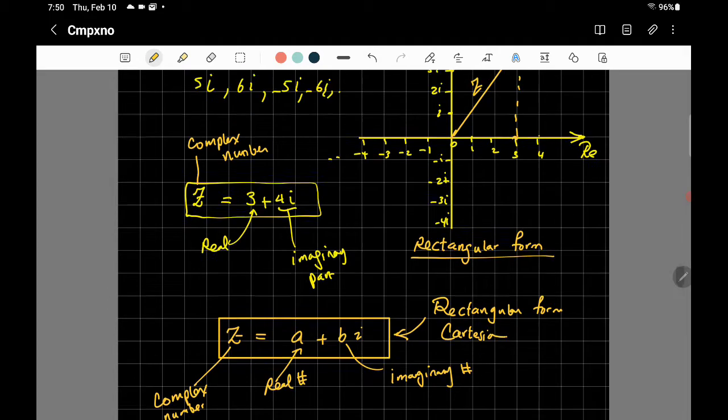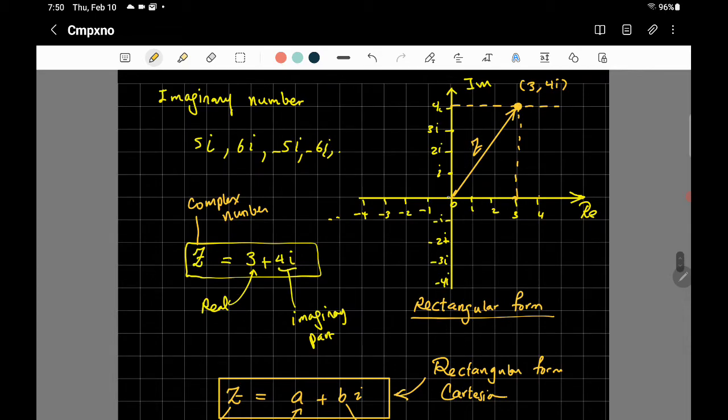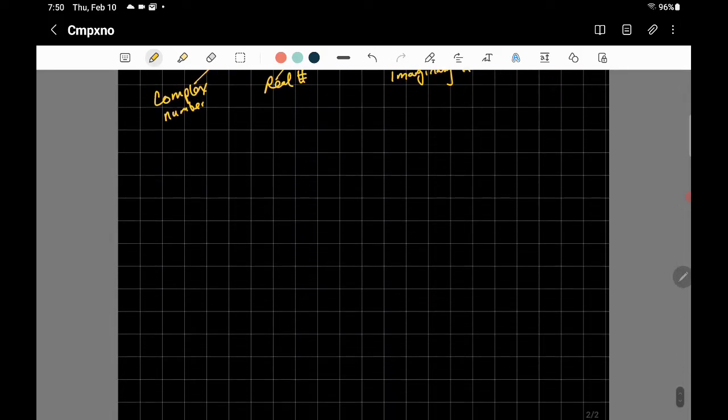Okay, there is another way to represent this. What is the length of this vector z? The length only. We can use Pythagorean. The length of this is equal 3, and the length of the vertical is equal 4. So let's just do it here. So we have rectangle 3 and 4.